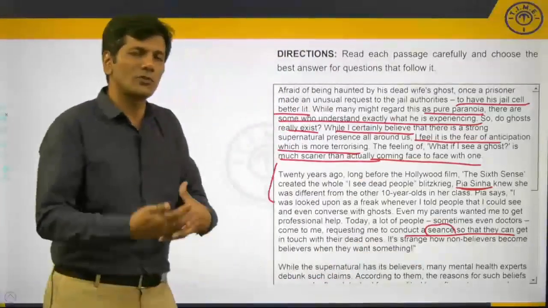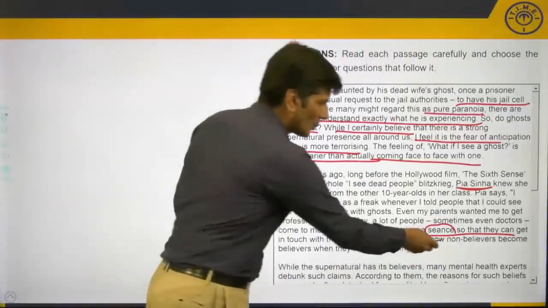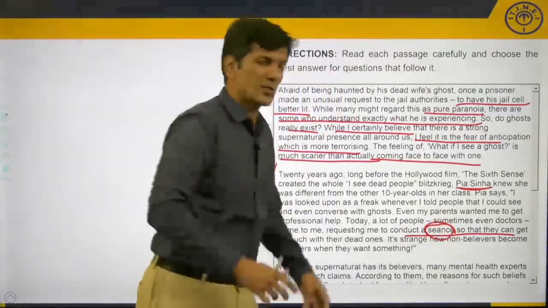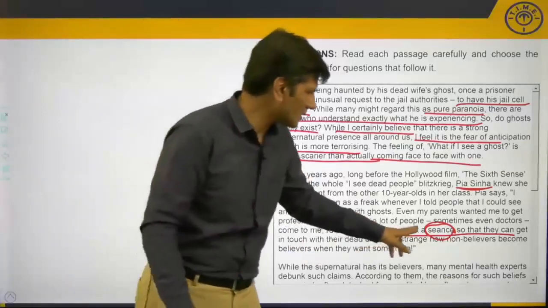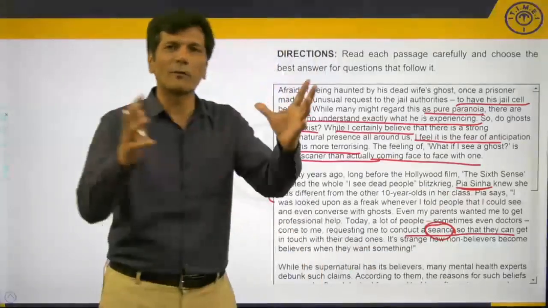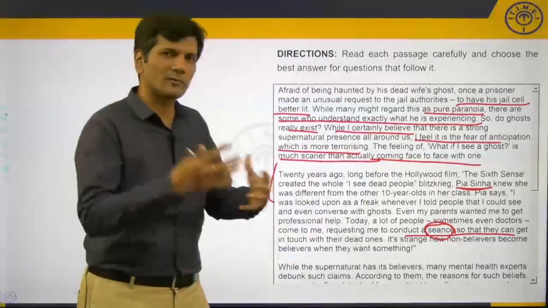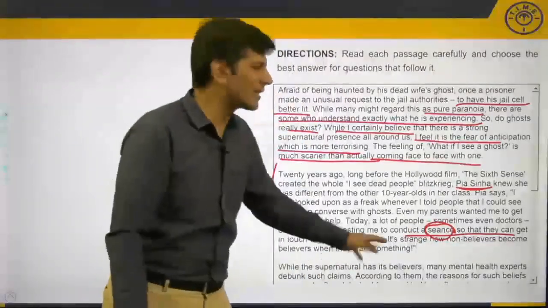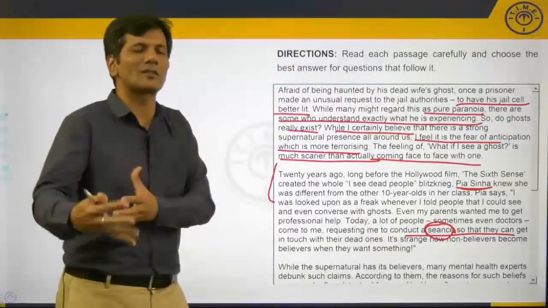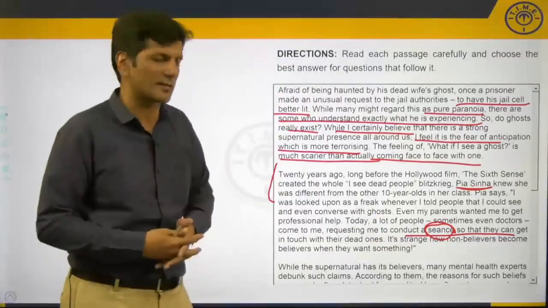So essentially, you should be able to understand from the context that this word seance can be substituted with any other word which implies that they want Pia to conduct some kind of a meeting or some kind of a ritual so that they can get in touch with their dead ones. So you should be able to make sense out of even unfamiliar words based on the context.